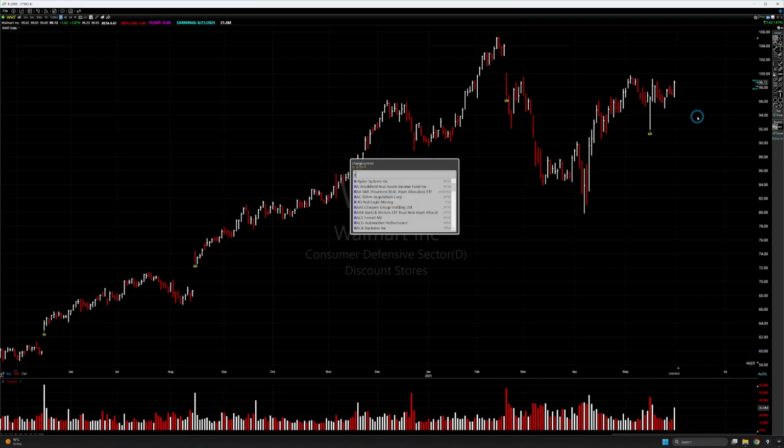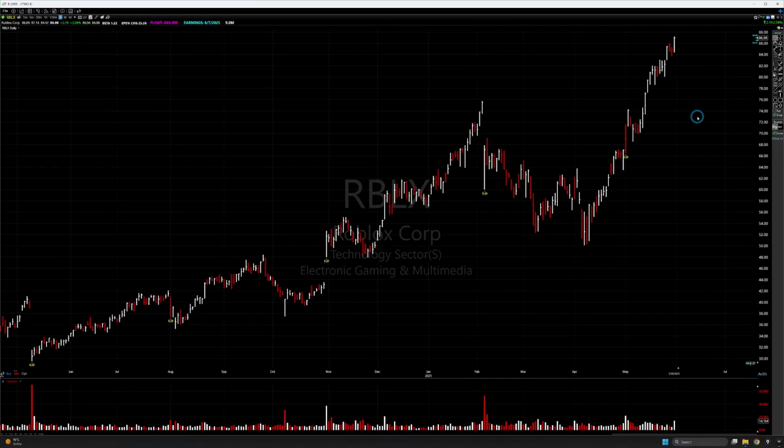Now, one stock that is already running, but I just want to show it to you, is Roblox. Just keep it out there. On a pullback, it might give you a nice buying point. It's a very strong stock right now.